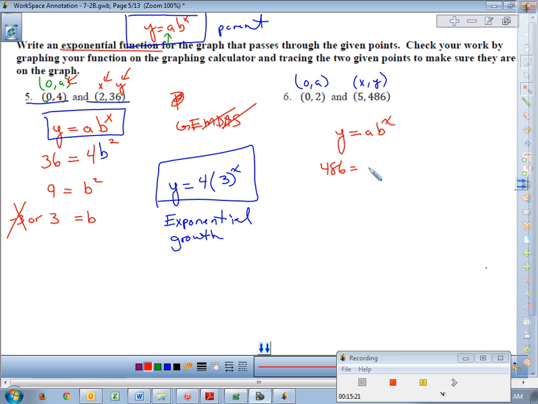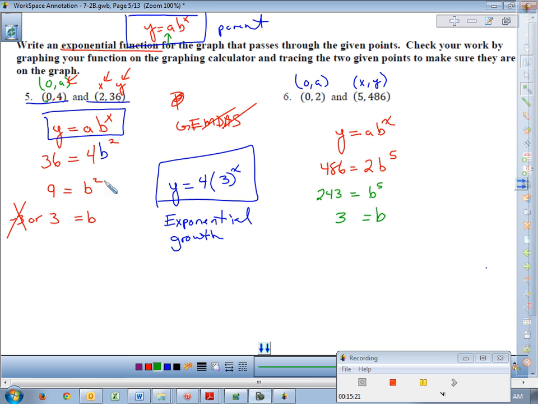A is how much? 2. B, I don't know. X is 5, right? What's the next method? Divide by 2 or 5th root? Divide by 2. Isn't that 243? What's the 5th root of 243? Since that's to the 5th power, we take the 5th root. Is it 3 or negative 3, though? It's just 3, right? When there's an odd power here, you only get 1 answer.